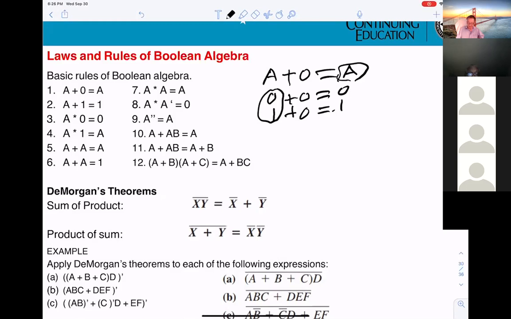Now, next one, A or 1. Remember, for the circuitry for this one, I gave you an example. Tie to 1. Okay. Now, if the circuitry says input connect to 1, where do you connect it?